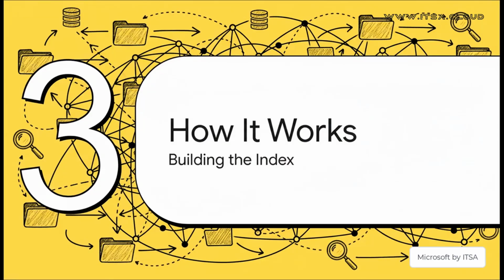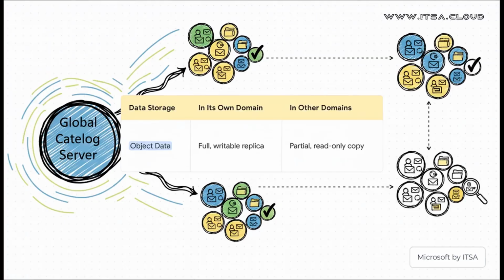Okay, so if this thing is a master index for a potentially huge global network, how is it even built? And more importantly, how does it stay up to date? Let's get into the mechanics. Now this is where it gets really clever. For its own home domain, the Global Catalog server keeps a full, writable copy of everything. No surprise there. But for all the other domains in the forest, it only holds a partial, read-only copy. We're talking just the important stuff you'd need to search for, like names and email addresses. And that is the secret to its speed. By not copying every single tiny detail, it stays lean, it stays fast, and it keeps network traffic way down.